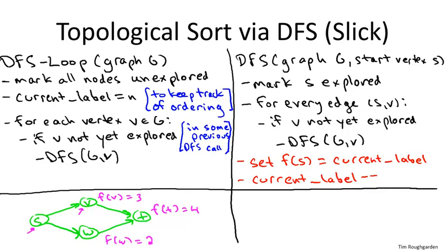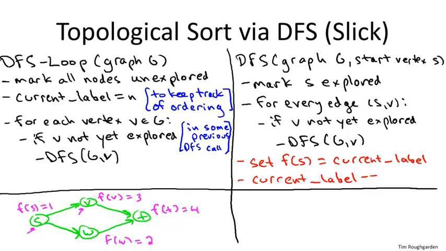W gets the assignment of the current label. So f of W equals 2. We decrement current label. Now its value is 1. Now we backtrack to S. We've already considered all of S's outgoing arcs, so we're done with S. It gets the current label, which is 1. And this is indeed one of the 2 topological orderings of this graph that we exhibited a couple slides ago. So that's the full description of the algorithm and how it works in a concrete example.